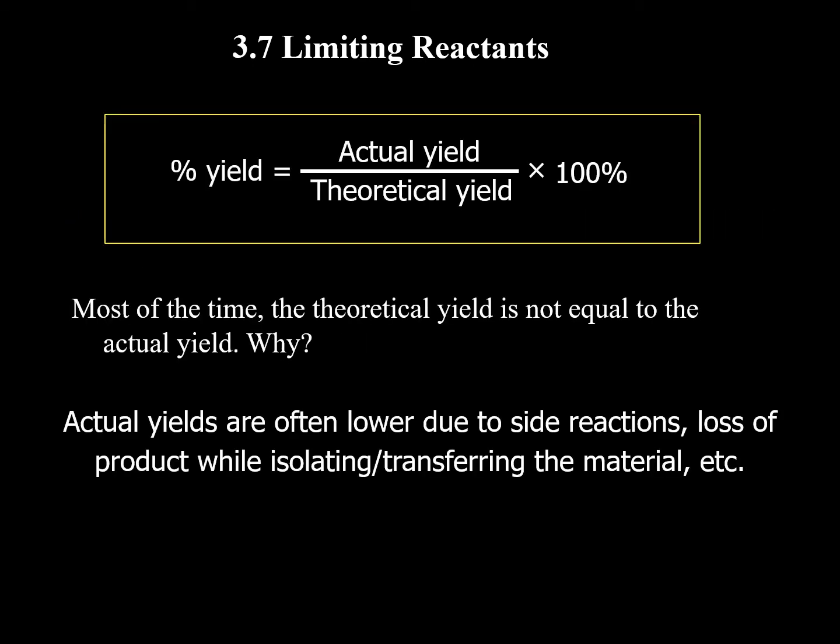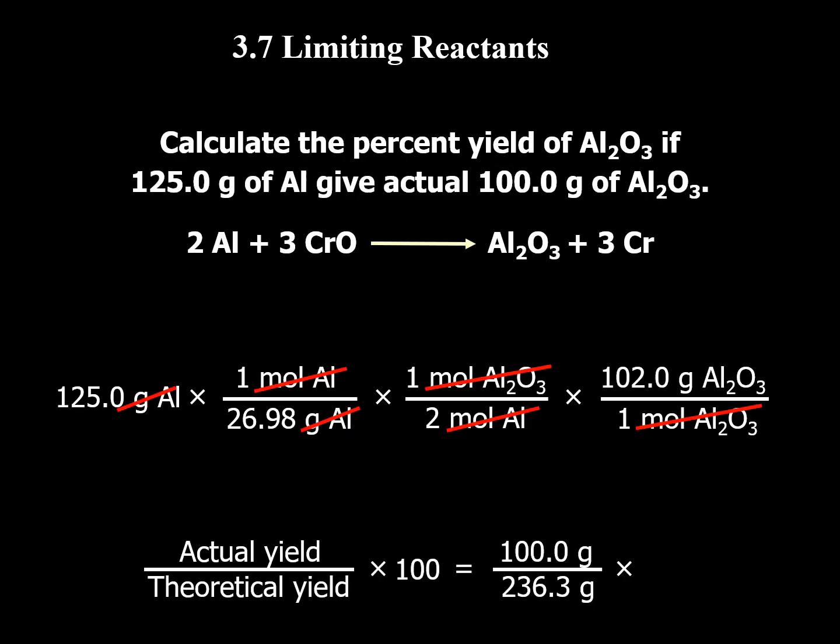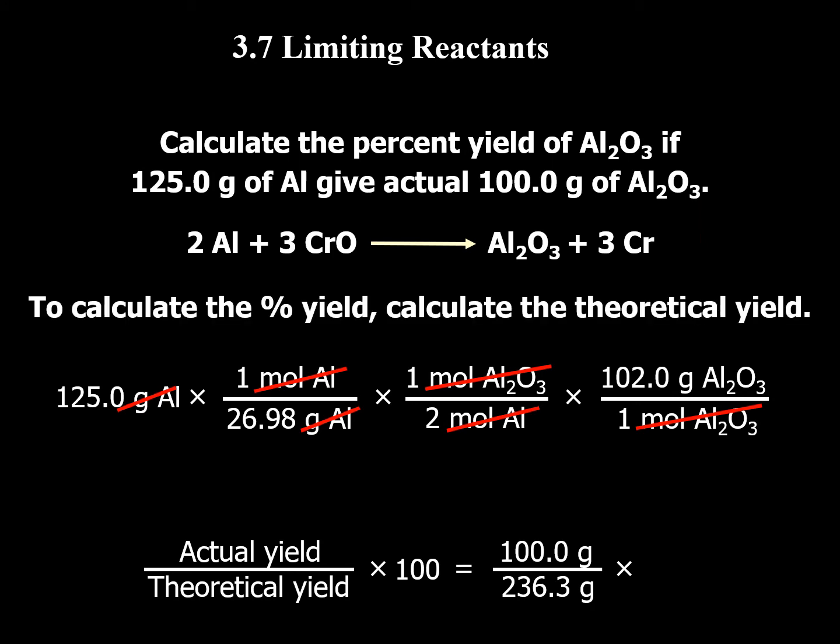Like I said, actual yields are often lower due to side reactions and loss of product when you're trying to isolate or transfer the material. So if you ever do a calculation using percent yield and you get over 100%, you should be a billionaire if you ever came up with some ideas like this. Just kidding.